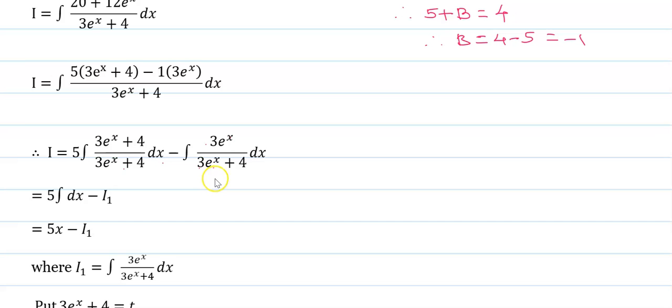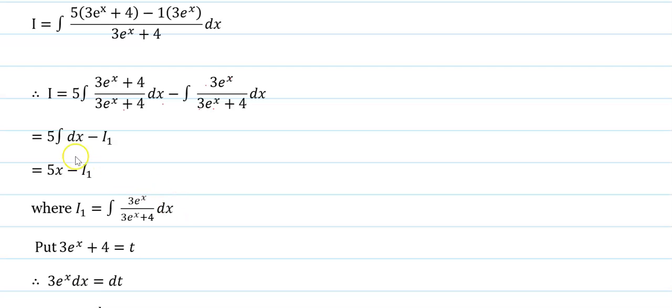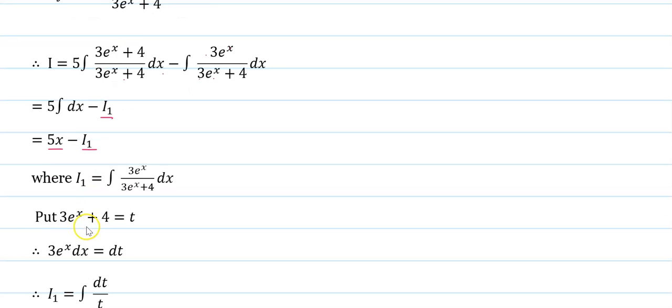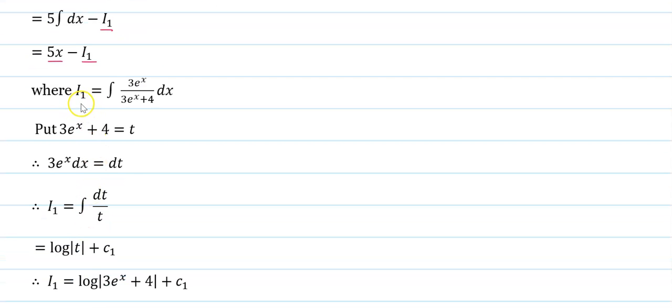Now see this here. The derivative of 3 e raised to x plus 4 is 3 e raised to x. Therefore, this is the f dash of x and this is the f of x. Its integral is log of mod of f of x. Now the integral of this dx is x, which is 5x, and keep this integral as I1. Separate this integral, see this here, I1. Now we'll find its integral directly.